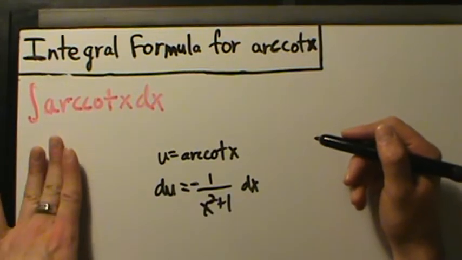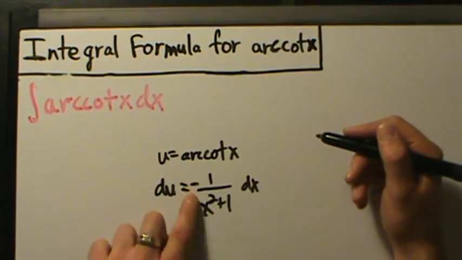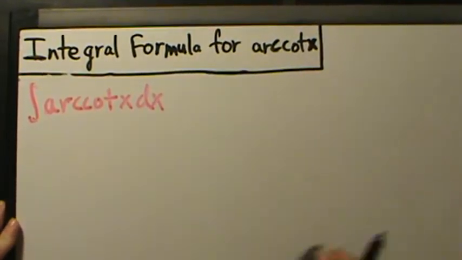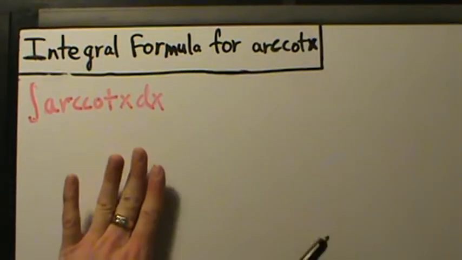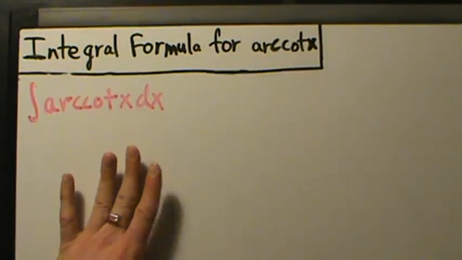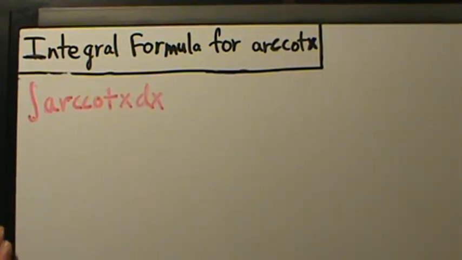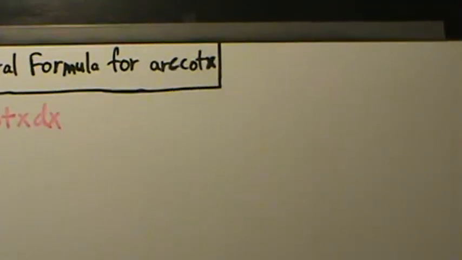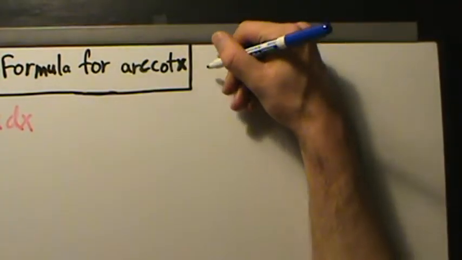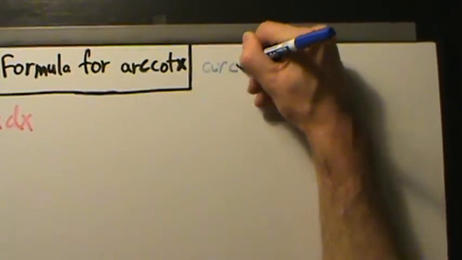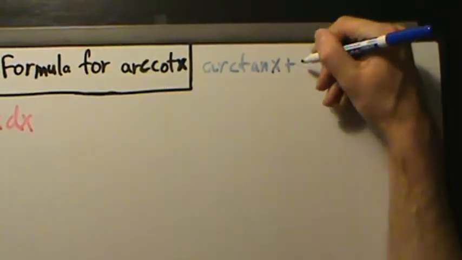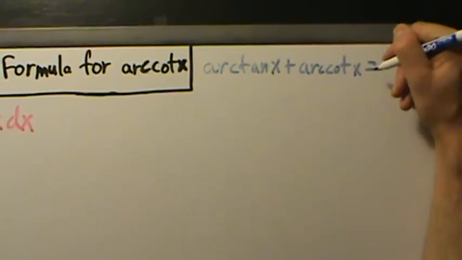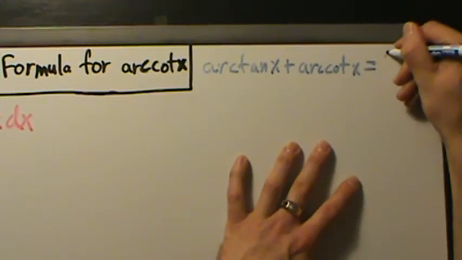The math would be almost identical. The only difference would be a minus sign that would change a few things along the way, but nothing really major. But since it is pretty similar, let's not do it that way. Let's use inverse trig identities, really just one identity, like we did with the inverse cosine integral. So we're going to use this identity that says arctan of x plus arccotangent of x equals pi over 2.